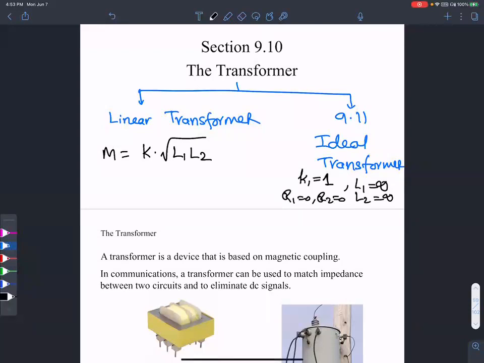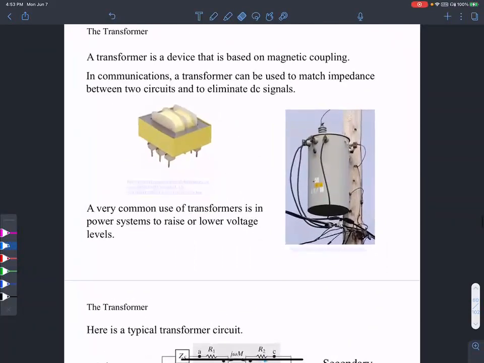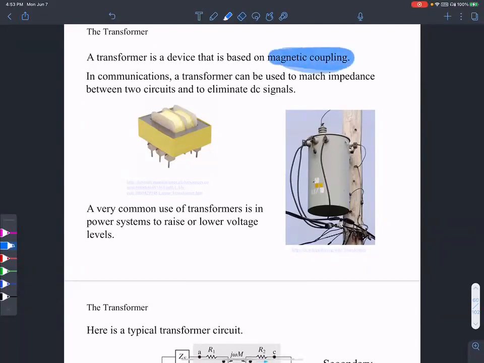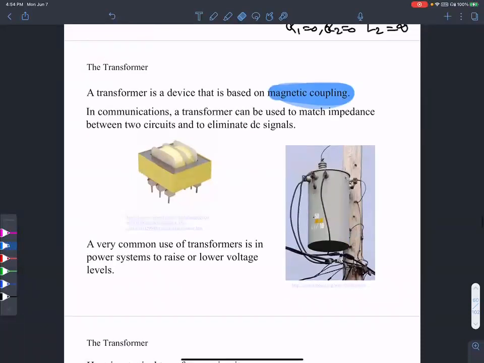So the idea is we can make some simplifying assumptions from the linear transformer and then make some insightful comments in the ideal transformer. We'll talk about that later on. But what is a transformer? A transformer is simply a device that's based on magnetic coupling. If you have seen this mutual inductance, that's exactly what is at play in a transformer.